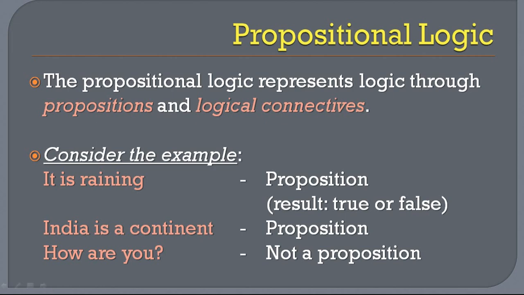Now the last one, how are you? This is not a proposition. The reason is you don't have a conclusion. That is, you don't have an answer like true or false. You will have some other values, that is, some other answer will be given. So since it does not have a conclusion, it is not a judgmental statement, and it is not a proposition.